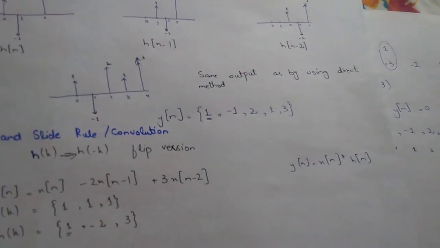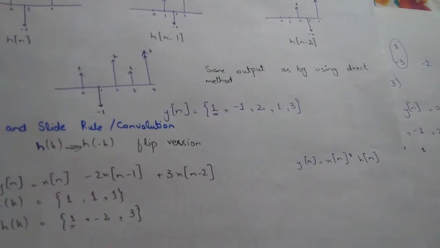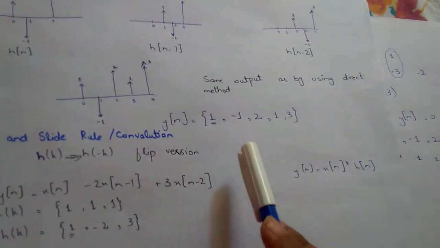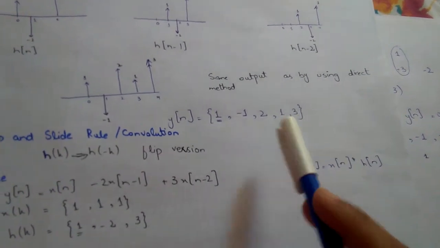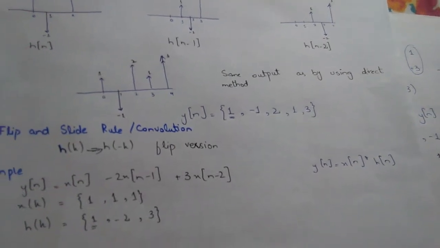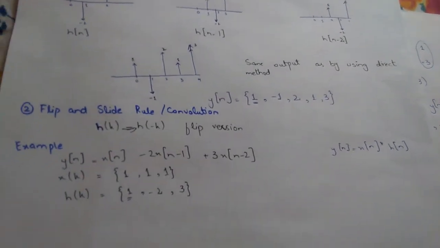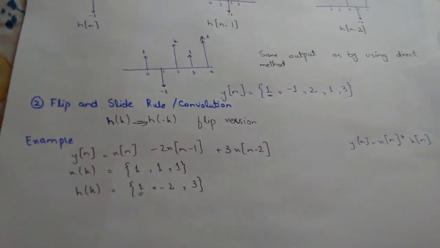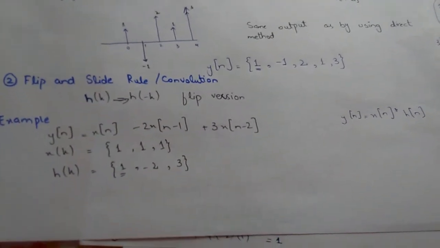So we can say that the same output is obtained by using the direct method. Y of n is equal to 1 minus 1 2 1 3. You can check this from the previous lecture. The same output is obtained. Next we consider the flip and slide method.